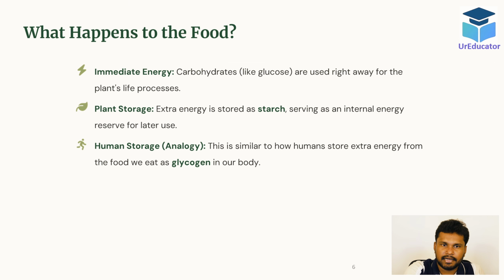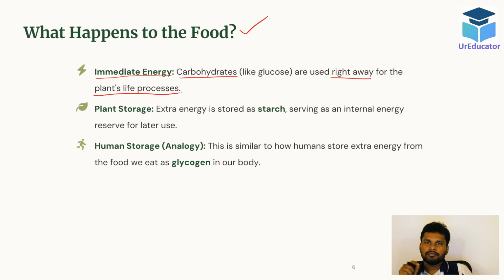See the next slide. What happens to the food? Immediate energy. Carbohydrates are used right away for the plant's life processes. Immediately when the plant makes carbohydrates, they will be directly used by the plant for its life processes. Plant storage. They will prepare a lot of food. They are very good creatures. They prepare excess food and they won't waste excess food like us.